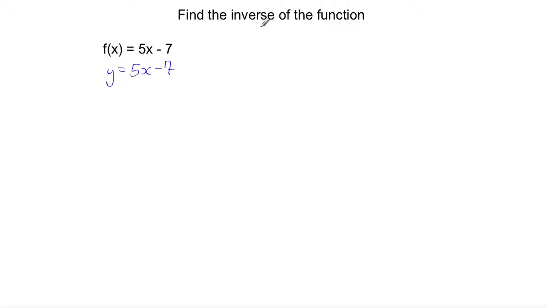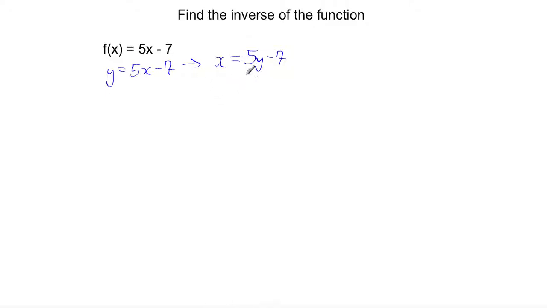For us, we want to find the inverse. To find the inverse, we need to switch the input and the output. So for us to do that, we need to switch the x value and the y value. So I switch the x and the y. So instead of getting y equals 5x minus 7, I get x equals 5y minus 7. And because I need my equation to be solved for y, I solve for y.